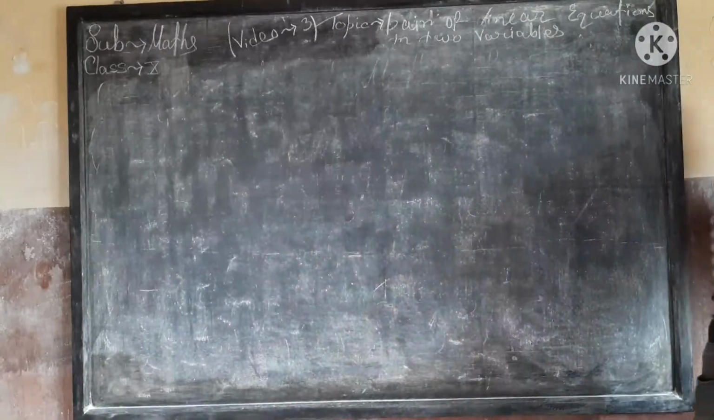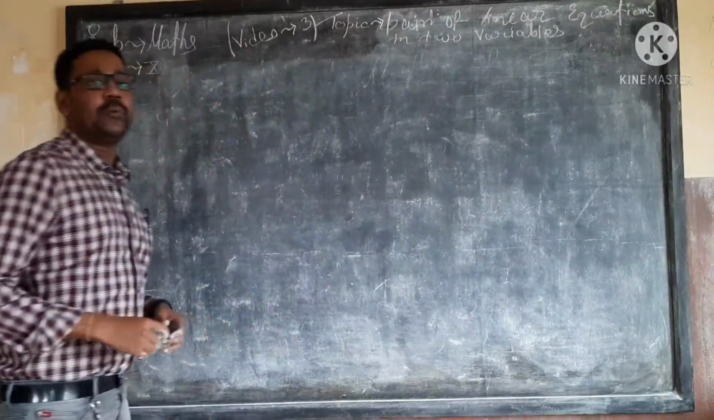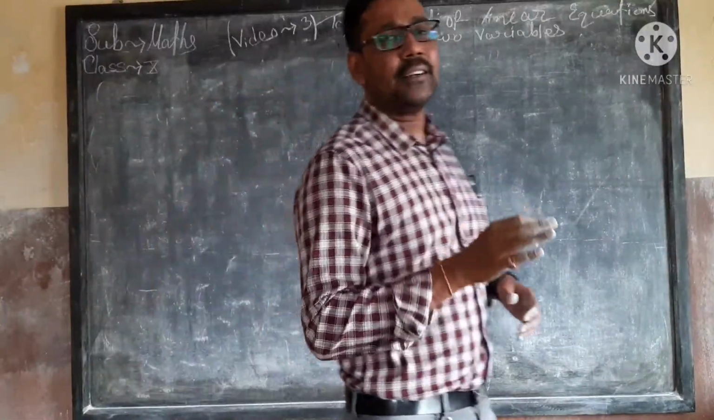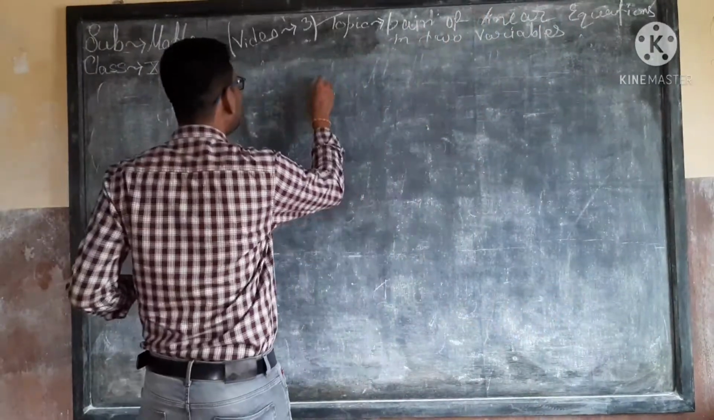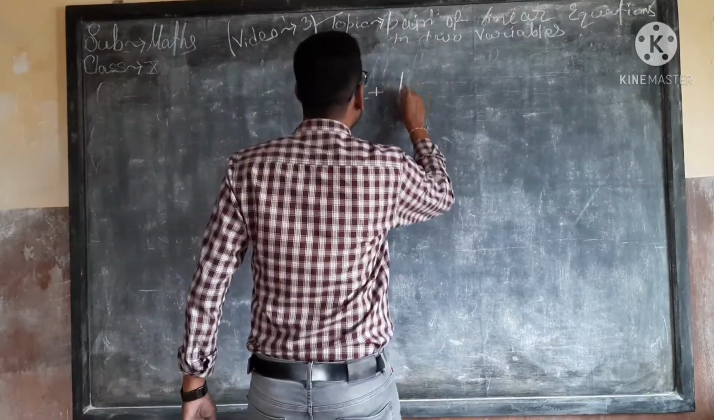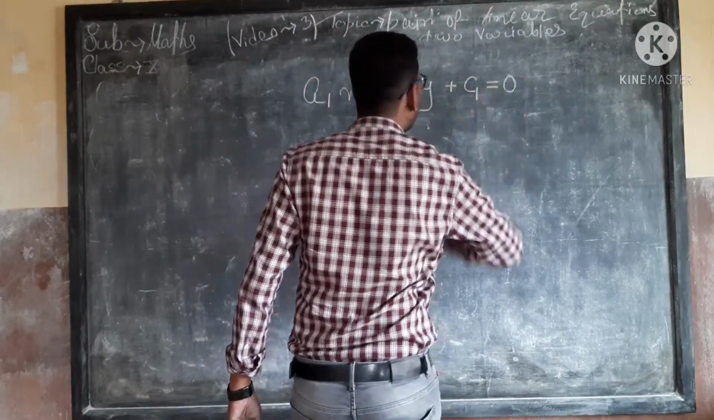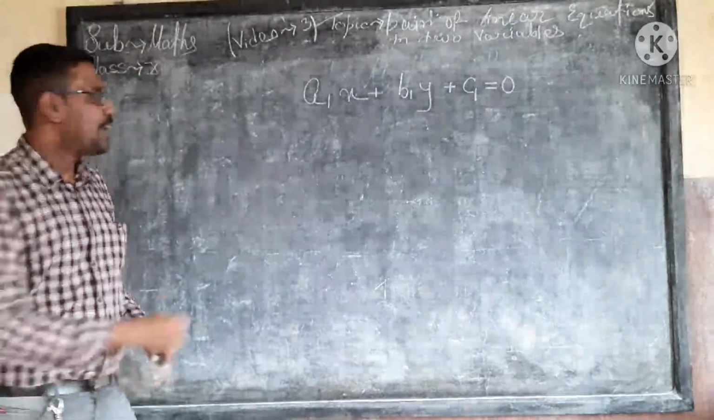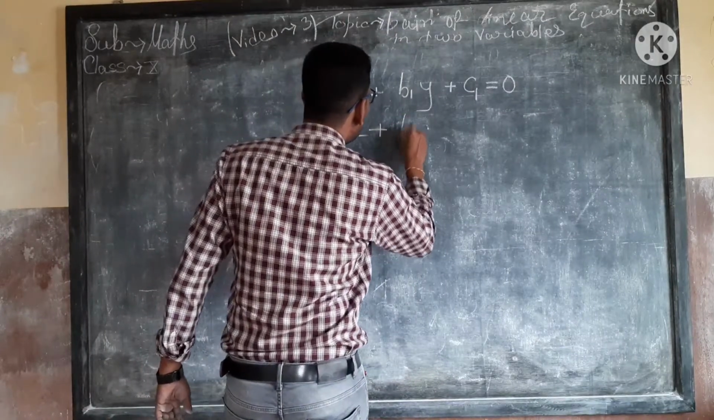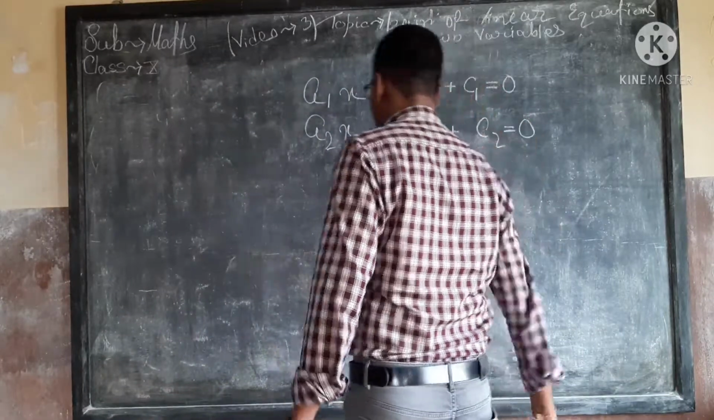Next important thing, suppose we are given the equations as per their general form. So what is the general form? A1x plus B1y plus C1 is equal to 0. This is our first linear equation. And the second one is A2x plus B2y plus C2 equals 0.